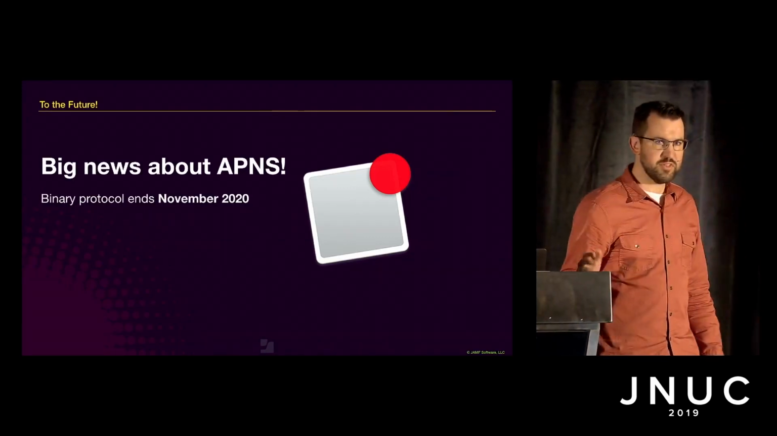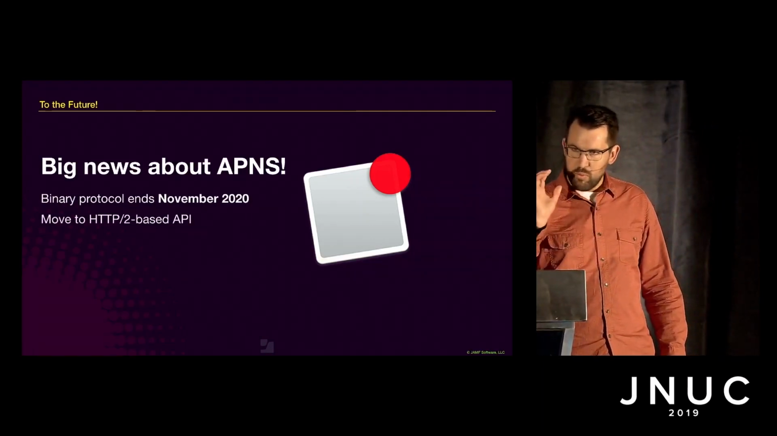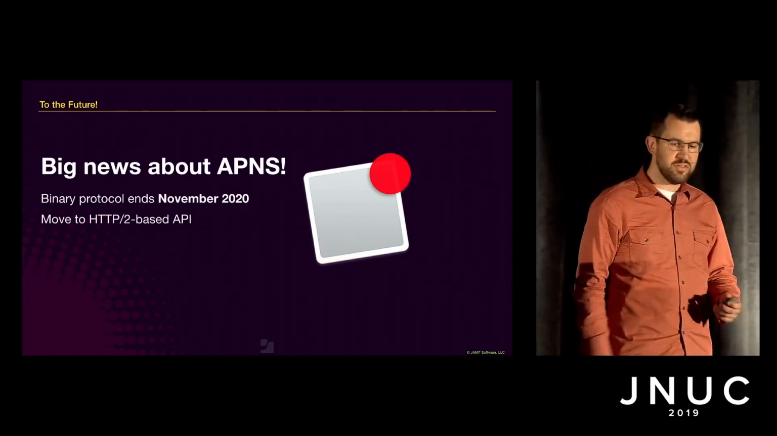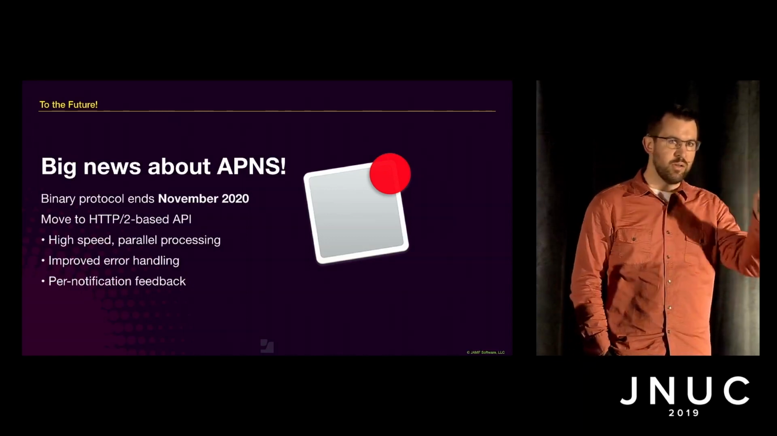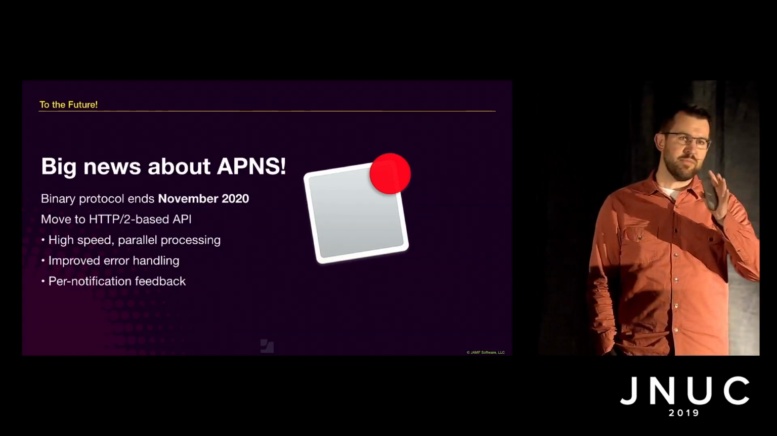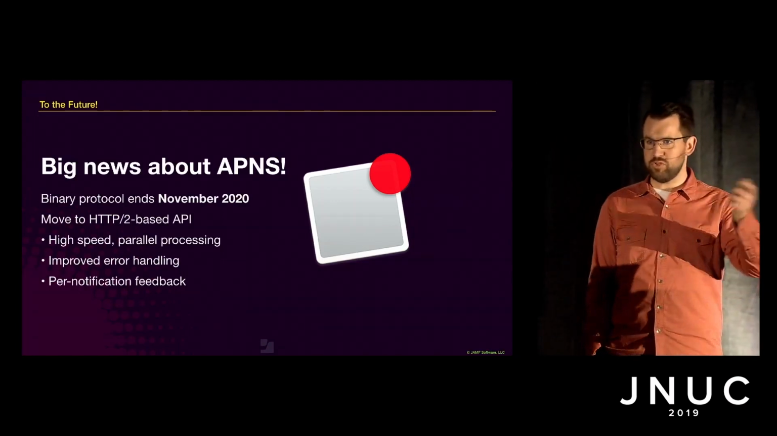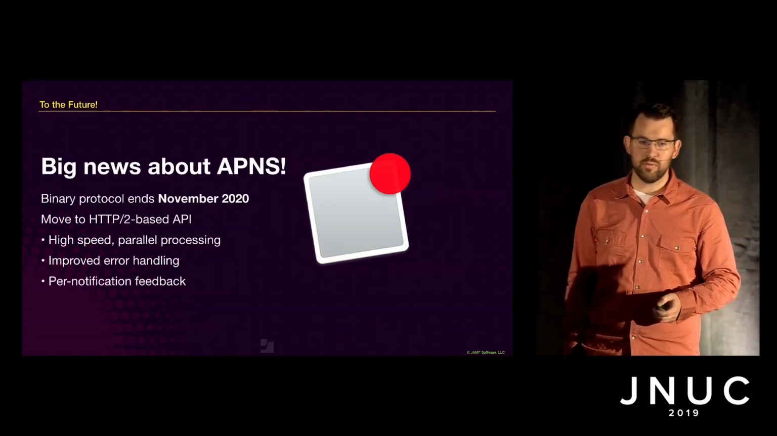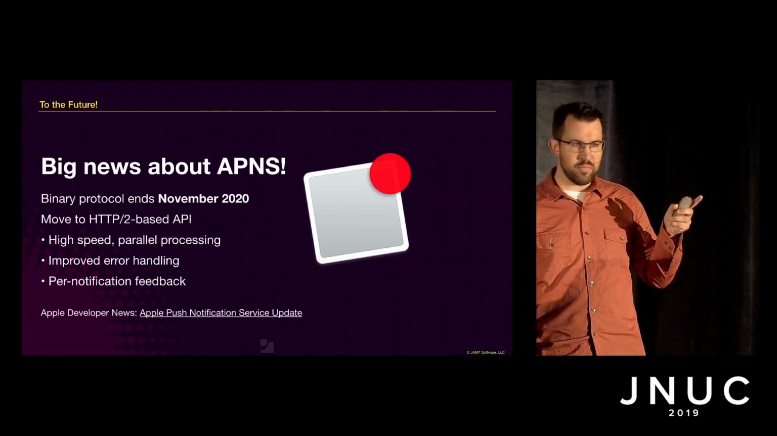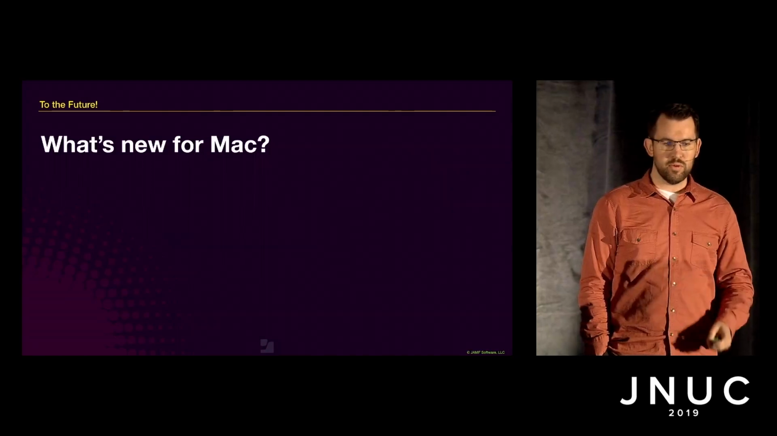So that means Jamf is going to have to change something about how they deliver push notifications. Apple wants everybody to move to the HTTP2 API. What's great about this is that it will allow for high-speed parallel processing of notifications and improved error handling, and then feedback about every single notification. So if you manage 100,000 devices and you want to do a fast push to the entire fleet, this should help things. There's a link at the bottom for the actual article, and I have a reference at the end of the presentation with every single link that you're going to see. So we'll go on from that.